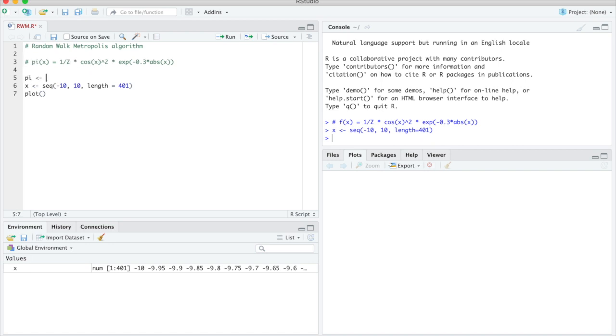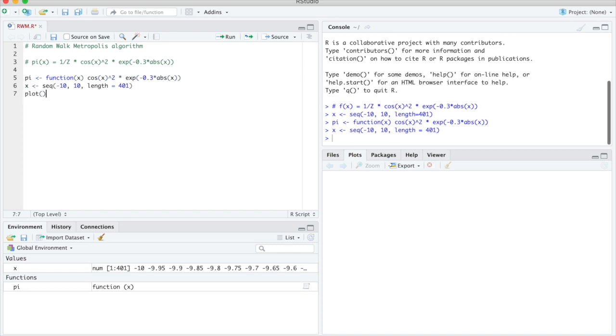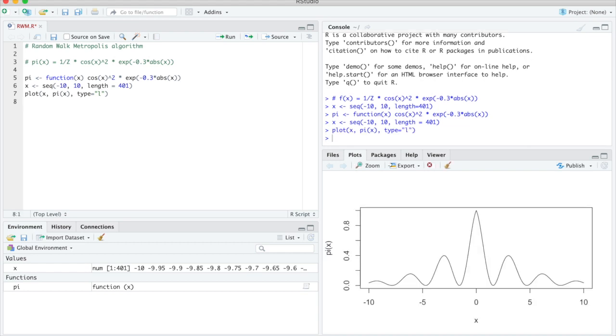So let's say pi is function x, and I leave out the constant here. We need to talk about this. So pi x, and then I plot x against pi of x as a line plot. That is the density we are going to generate samples from, except I left out the constant, the 1 over Z. And I'm doing this because A, we don't know Z, and B, we will see in a minute, we don't actually need Z. So let's not worry about this now.